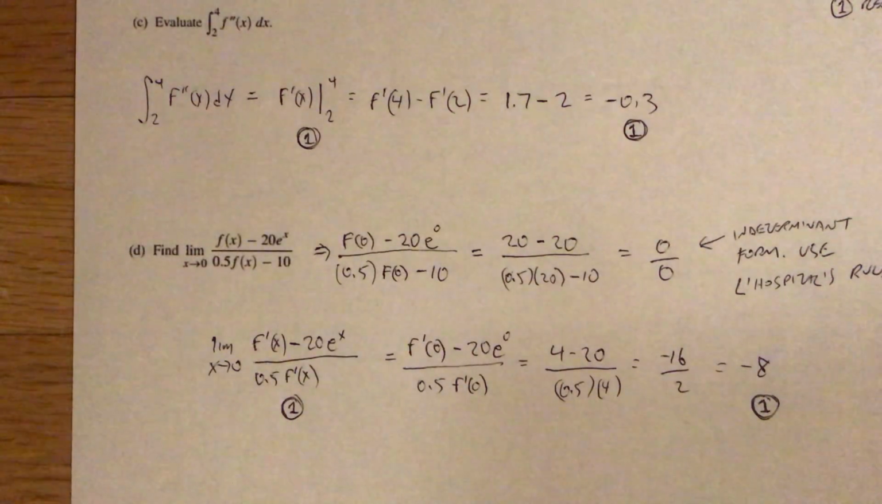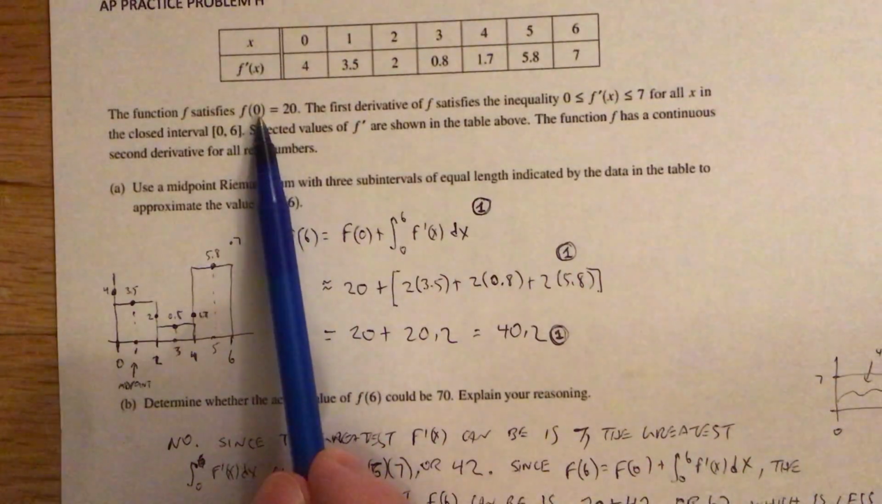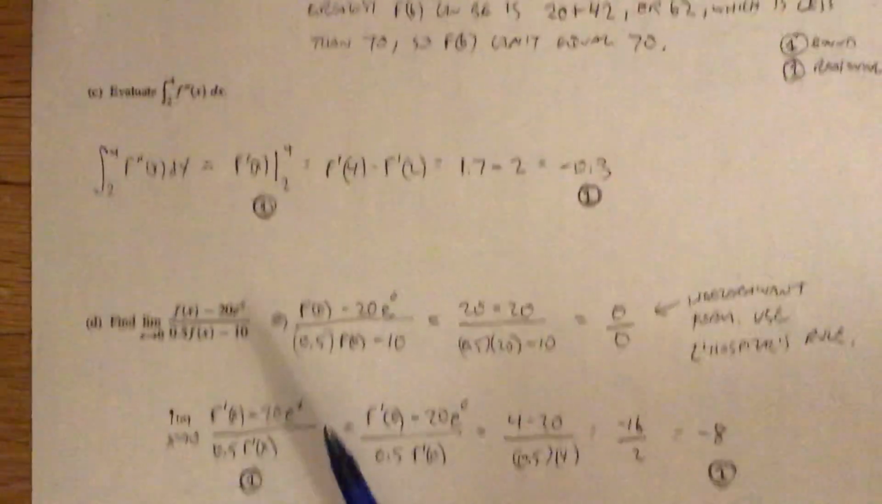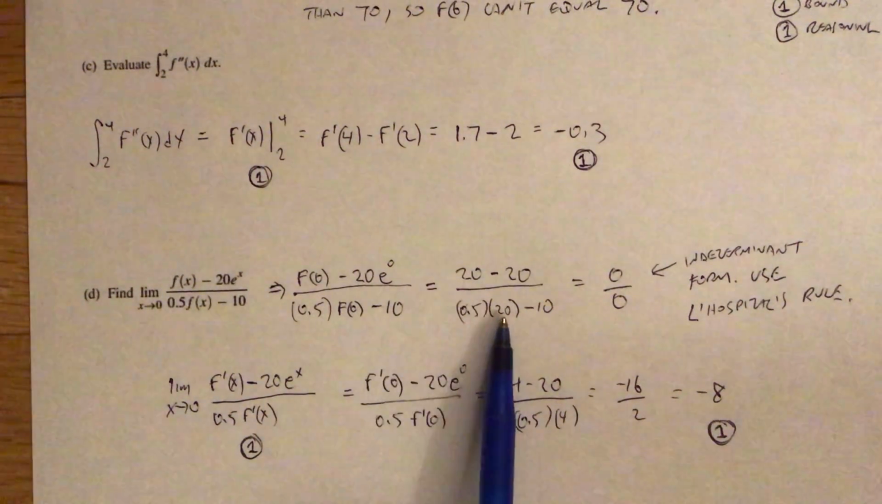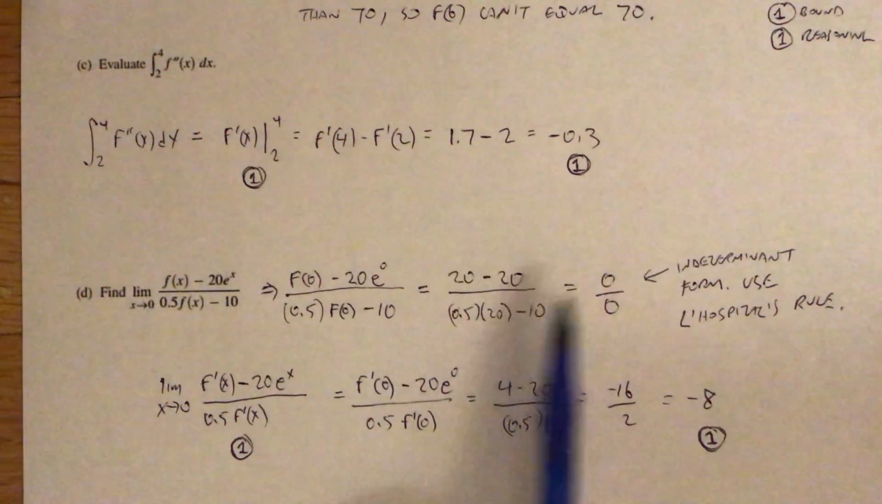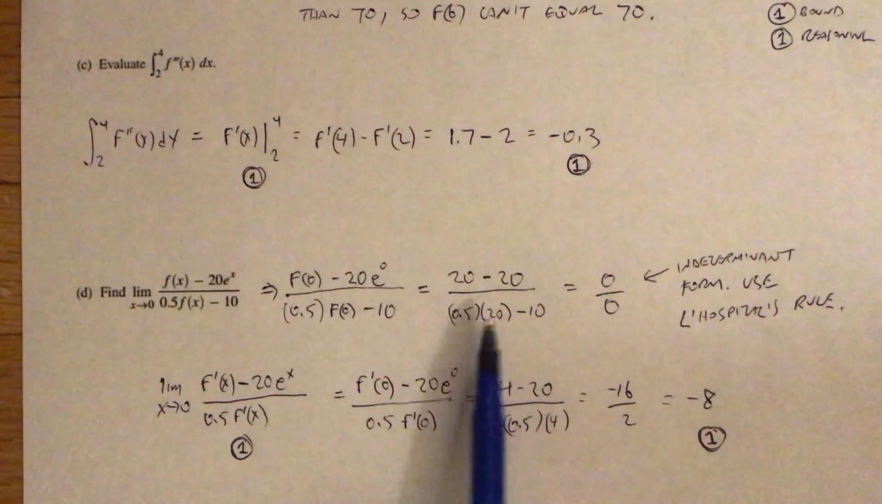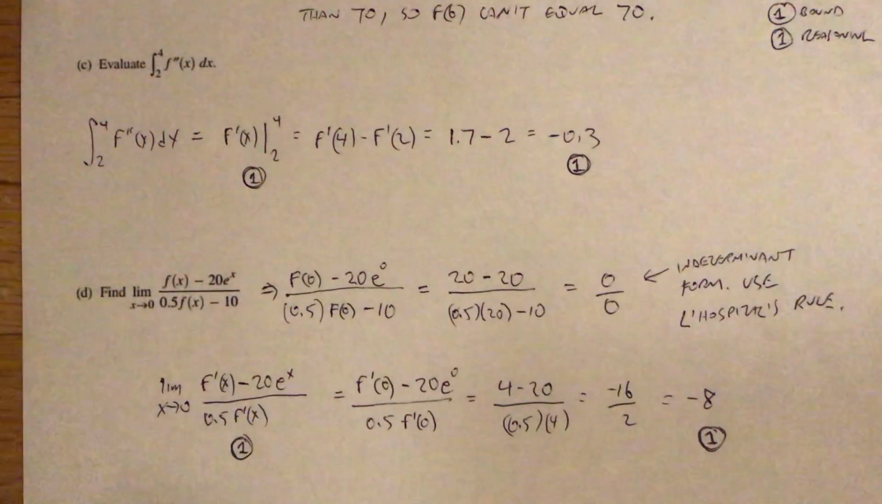Well, f of 0 was given to me in the problem. If you read carefully, you realize, oh, I know what f of 0 is. They told me it was 20. So I come back and go, well, I know f of 0 is 20, and here I know f of 0 is 20, and I basically get 20 minus 20 is 0, and this is half of 20, which is 10, minus 10, which is also 0.